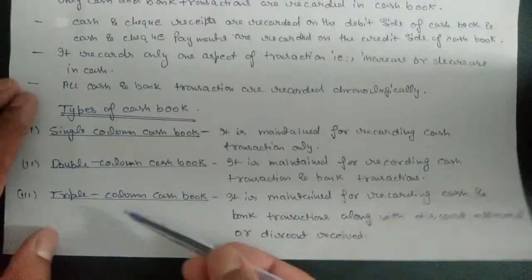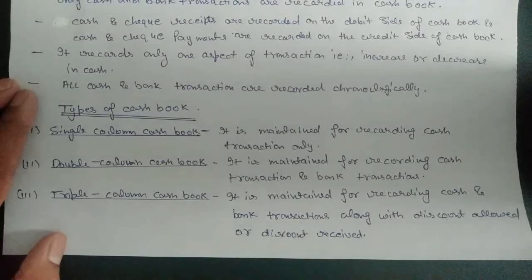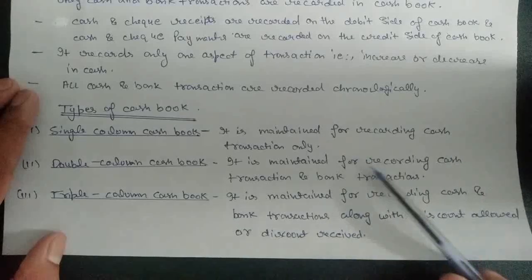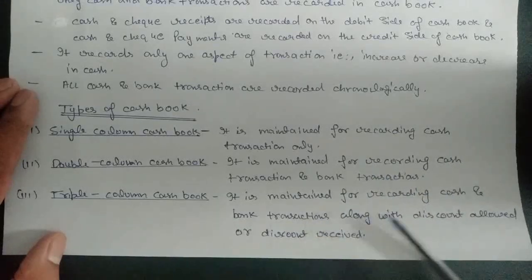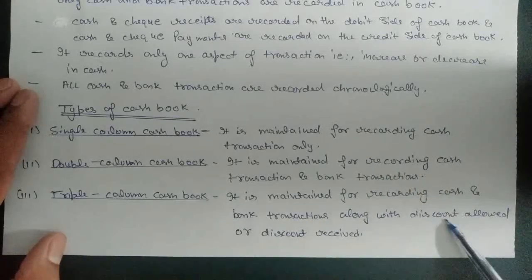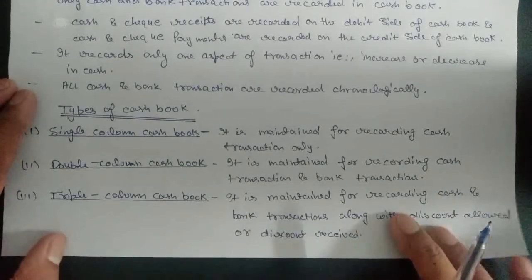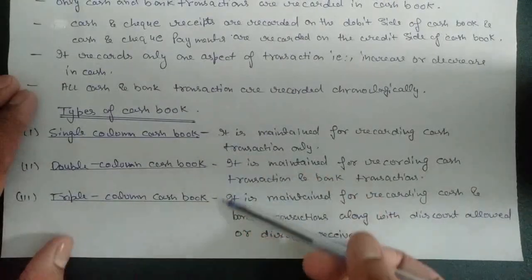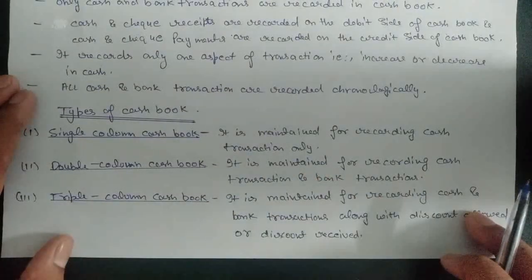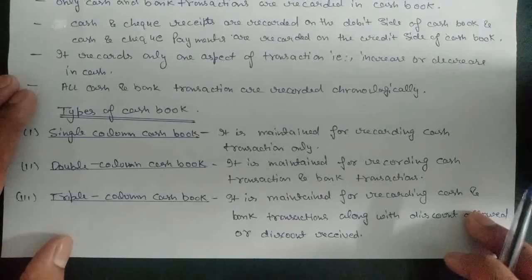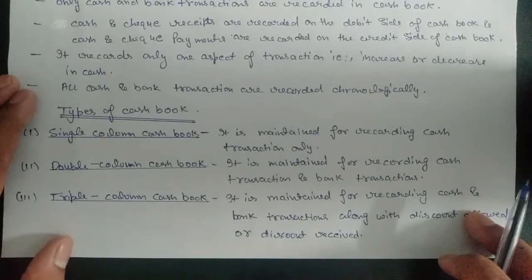Next is triple column cash book. In triple column cash book they added another column of discount with cash and bank. In the discount column, if we are receiving discount we will post it on debit side. If we are allowing discount we will post it on credit side in cash book. So these are the three types of cash book we have in our syllabus. First is single column, second is double column, and third is triple column.